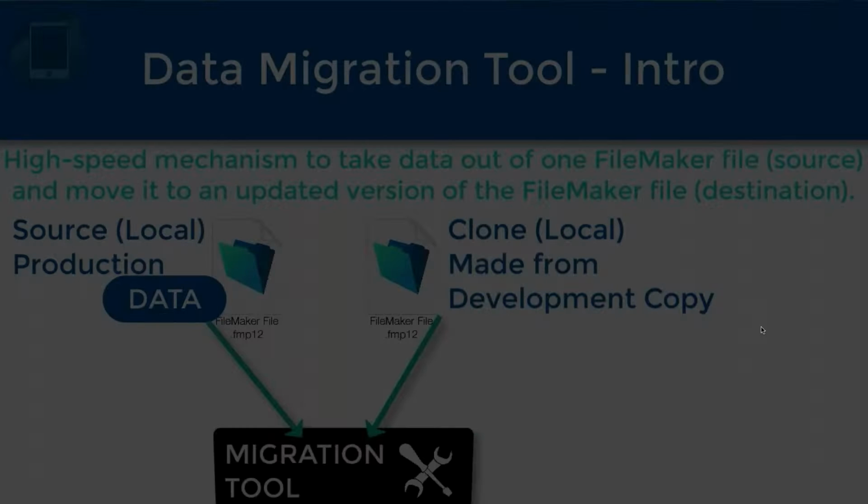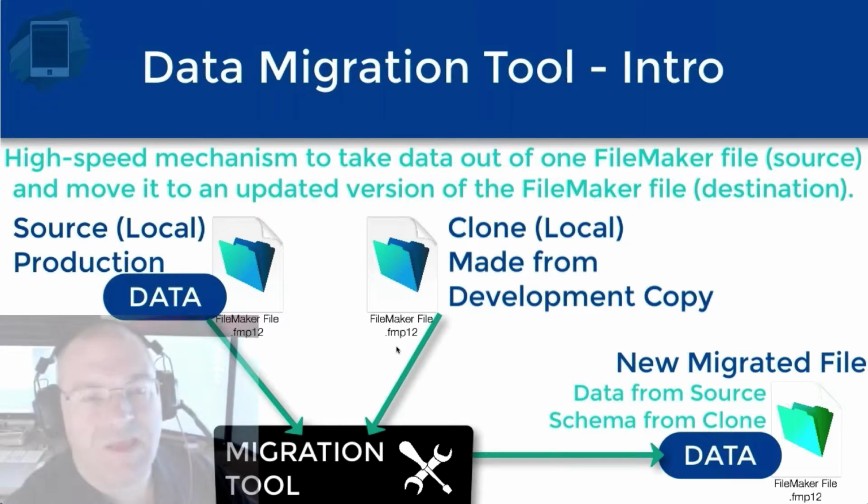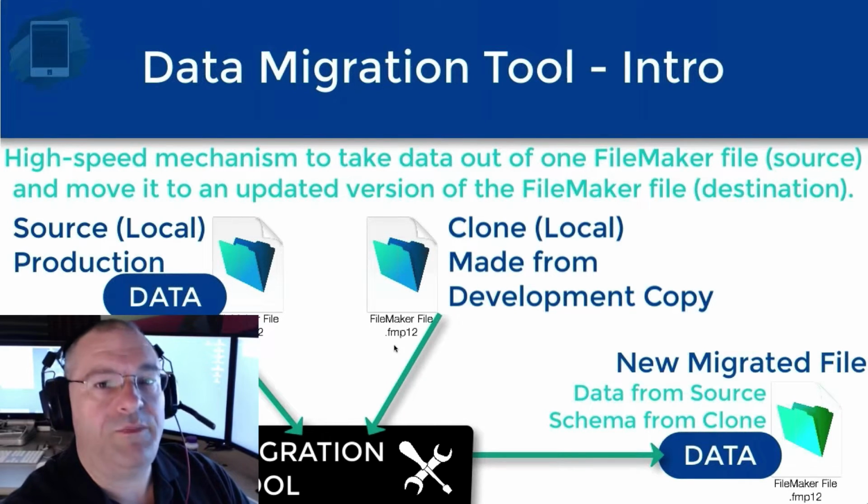And so the idea is that the data migration tool takes the source data on one side. It takes the new file that you've been working on, the schema, so it's like the structure and the schema on the clone on this development side over here, and it brings them together and it kicks out a new file, right? It's really an important piece to understand.